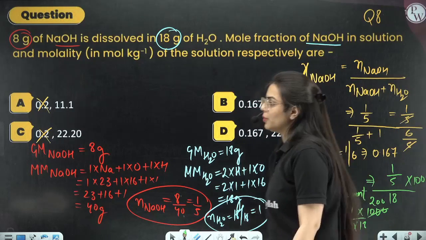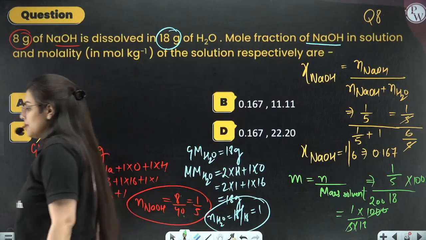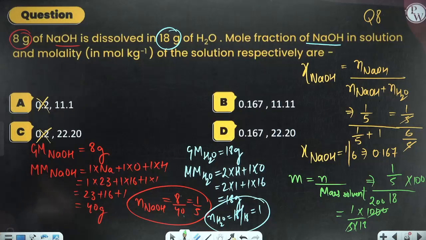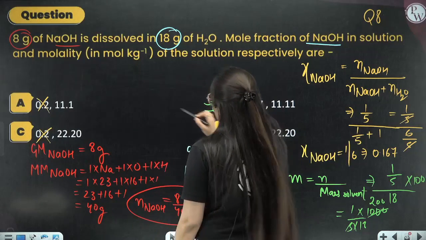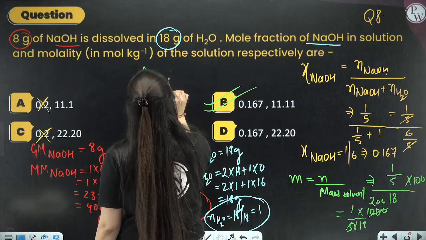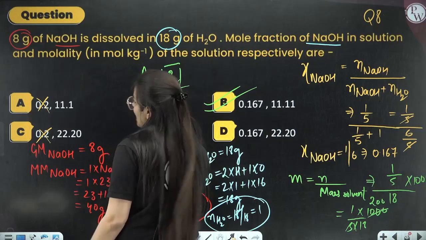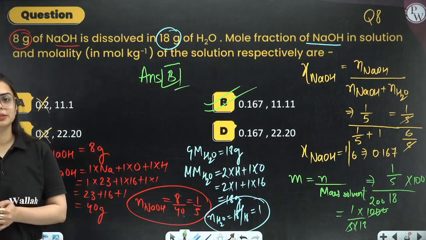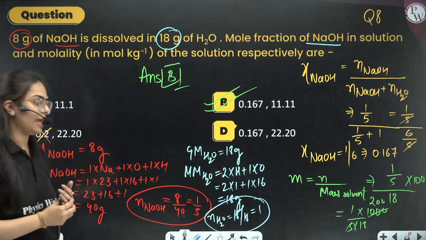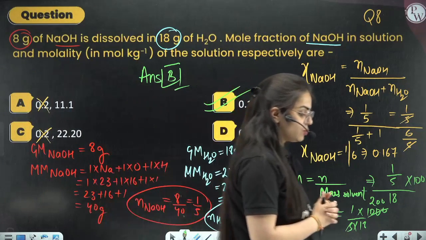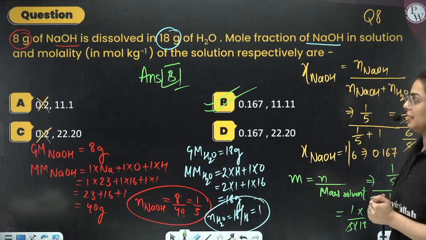So, when you are going to solve it out, what will be your answer, my dear students? I want you all to calculate the answer for this. It comes out to be 11.11. That means option number B is going to be your correct answer. Is it clear? Kindly write it down, students, so that we can move on to question number 9.